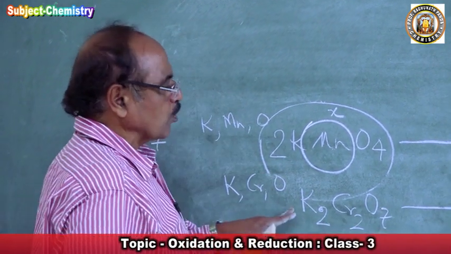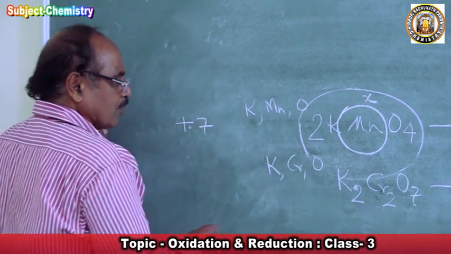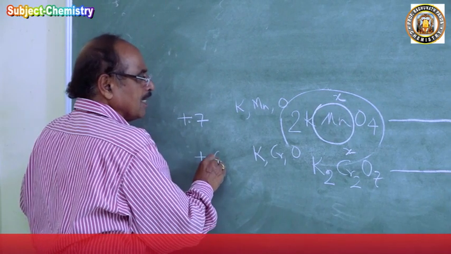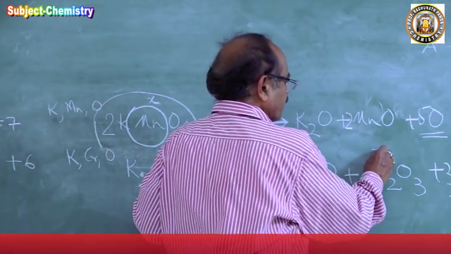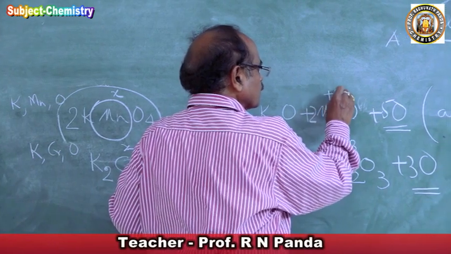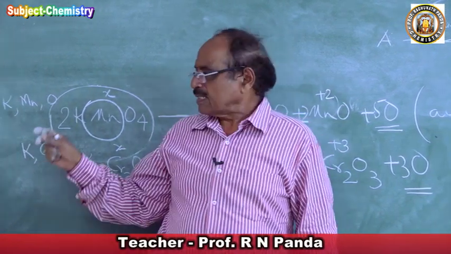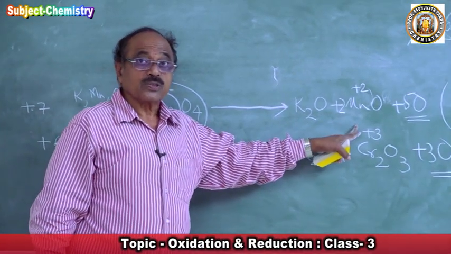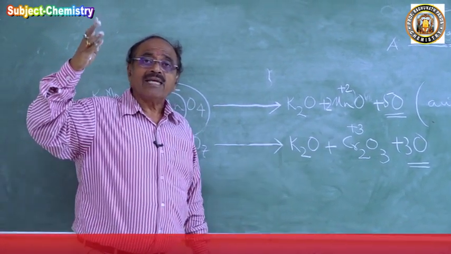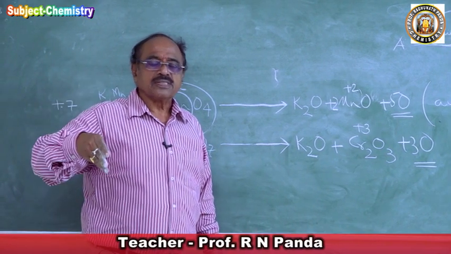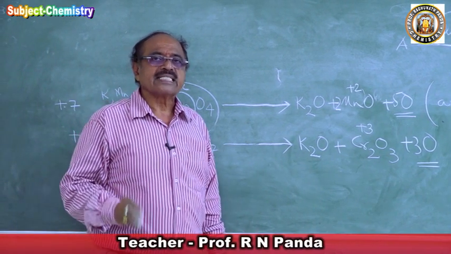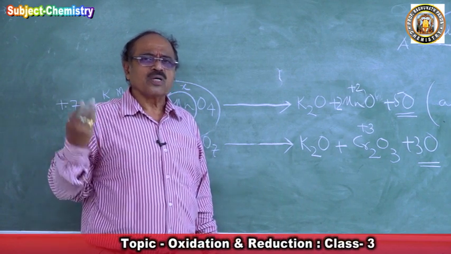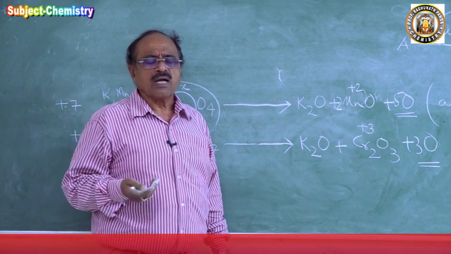Now if you come to potassium dichromate, if you calculate the oxidation number, what is it? +6. And here it is +3. And here +2. See, in potassium permanganate, manganese is in the +7 state and goes to the +2 state. So 5 units of positive charge are decreasing. So it is highly oxidizing, a very strong oxidizing agent that can bring out oxidation in many reactions.